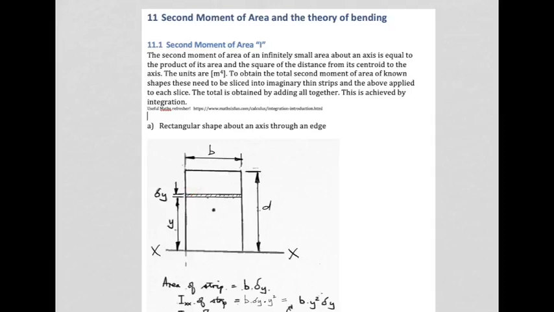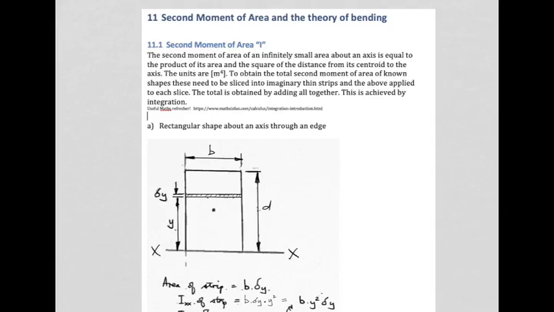So if we read through this, it says the second moment of area of an infinitely small area, that's going to be this rectangular area over here, is equal to the product of its area and the square of the distance from its centroid to the axis. Now the centroid would be over here in the middle of that area. Okay, now the units are meters to the fourth. Let's think why that is. Area is meters squared, and this distance squared is another meter squared. So meter squared times meter squared gives you meters to the fourth. So that's where this unusual unit is coming from.